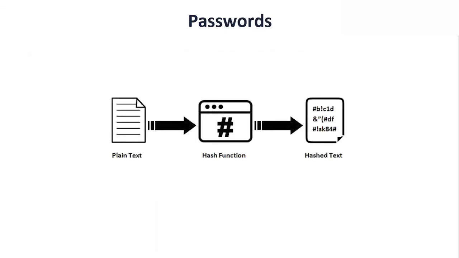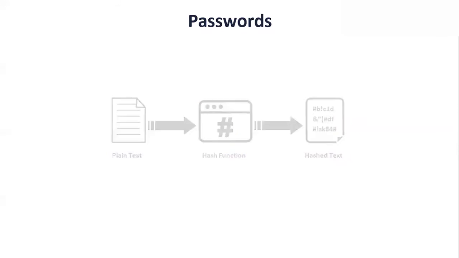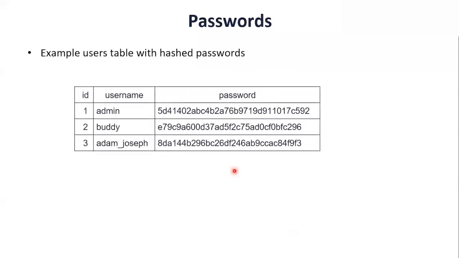So this diagram actually explains how this hashing happens. We have a plain text password, and we give it as an input to a particular hash function, maybe MD5, and as the output we get some random looking hash text. When you look at it, it just looks like some gibberish, maybe something like this.